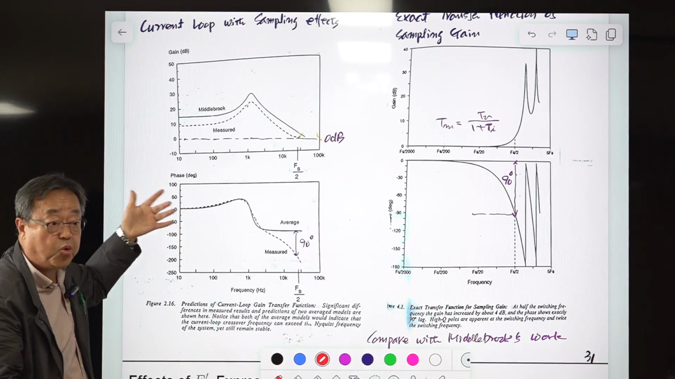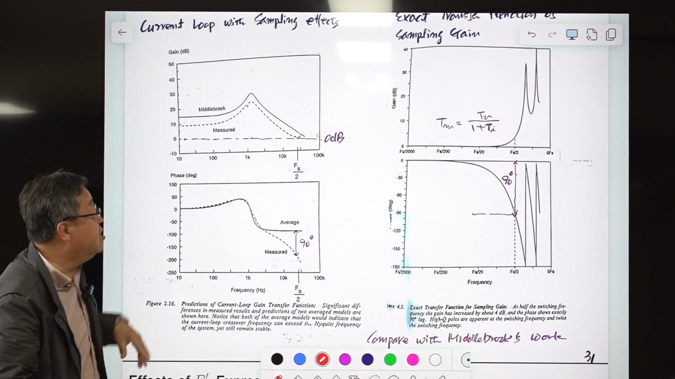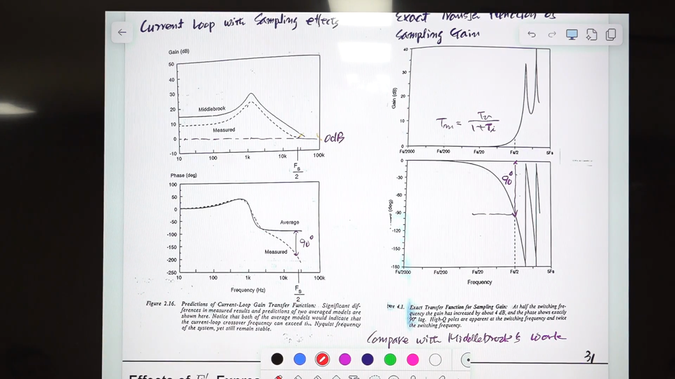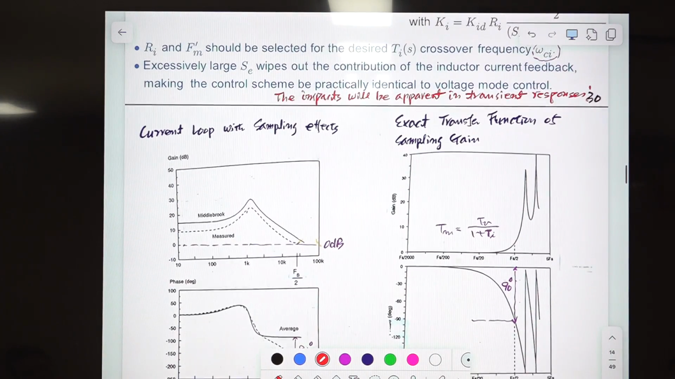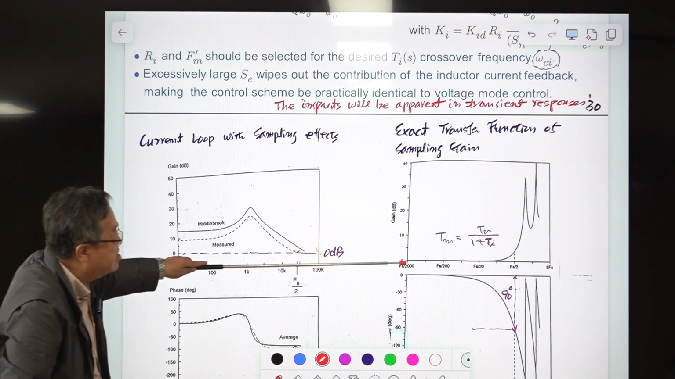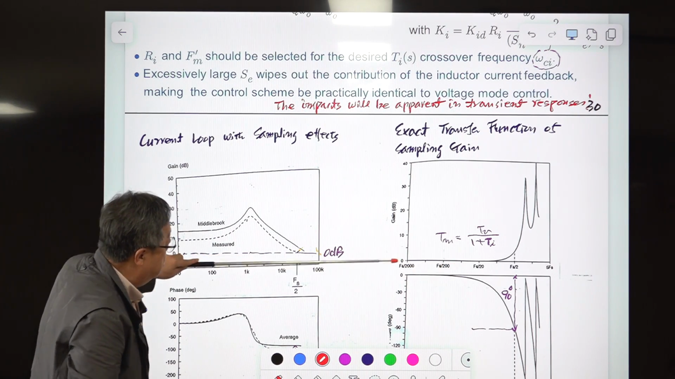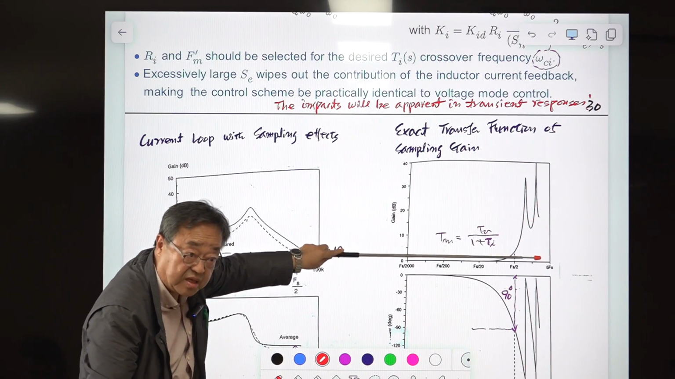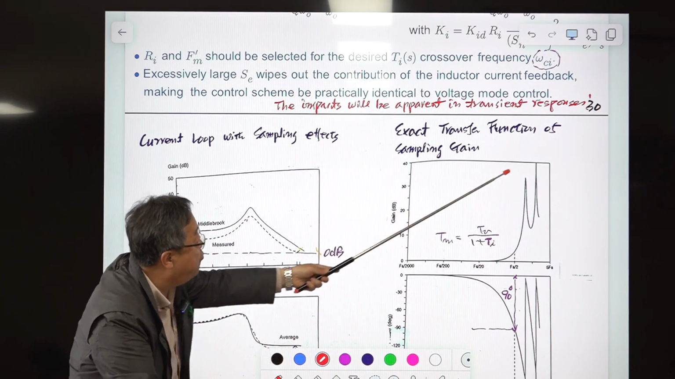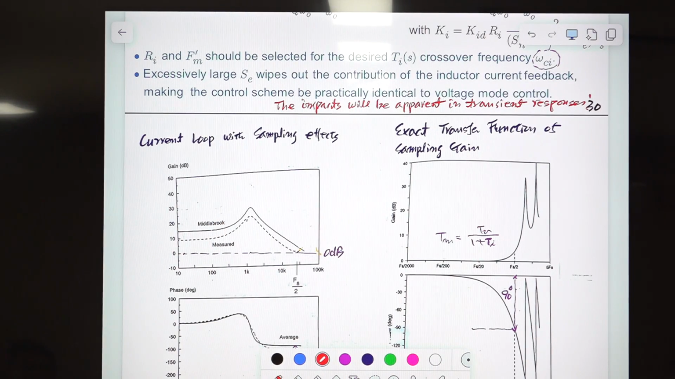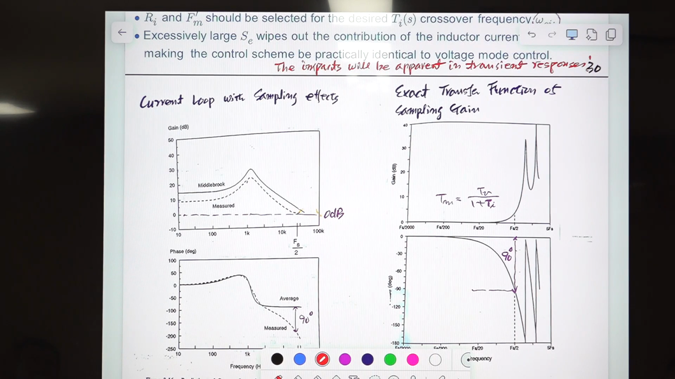So now we are ignoring the sampling effect. Okay? And this is the magnitude of the sampling gain. Sampling gain is something I haven't explained to you yet. Later on, I'll explain this. The gain at low frequency is this one. Then it goes like this, goes like this. Okay? It goes to infinity actually. And this is the phase. And the phase drops by 90 degrees at the half-tone switching frequency.